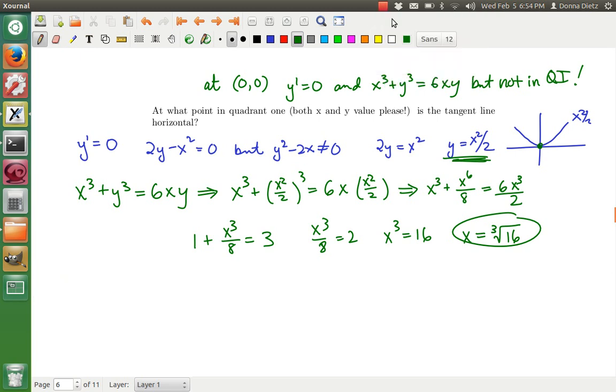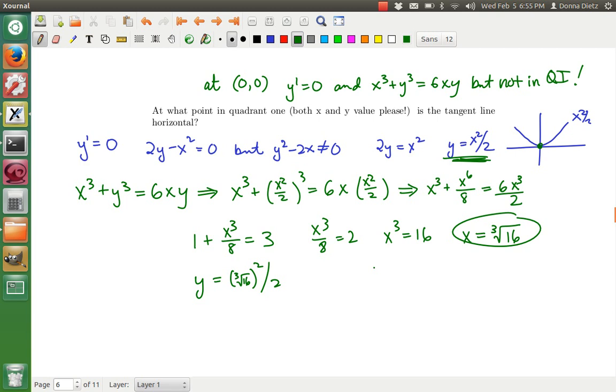Okay, we're going to look for the y value that goes with that now. We can go back to one of two places at this point. We can go back to the original function, or relation rather, or we can go back to this special condition. Either one of those works. If you plug your x in either place, you should get the same y back out. But this one's easier, so I'm going to say y equals x squared over 2, where x is the cube root of 16. And how does that help?